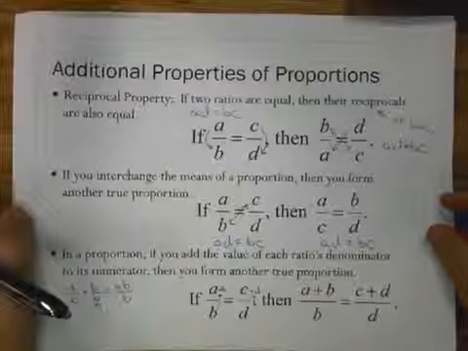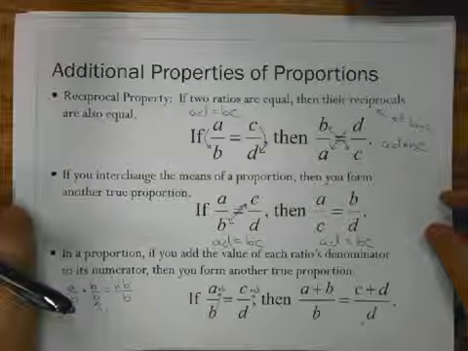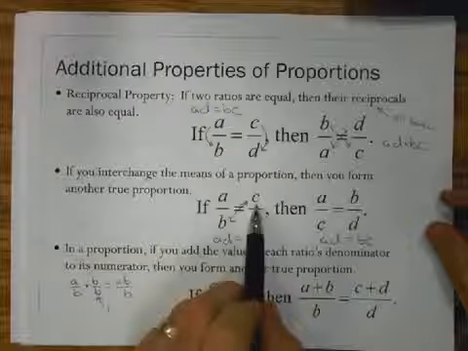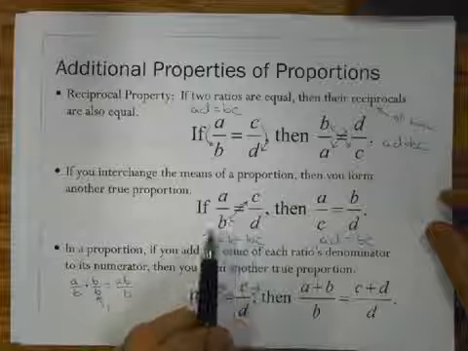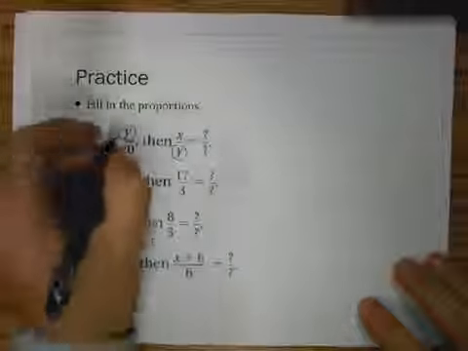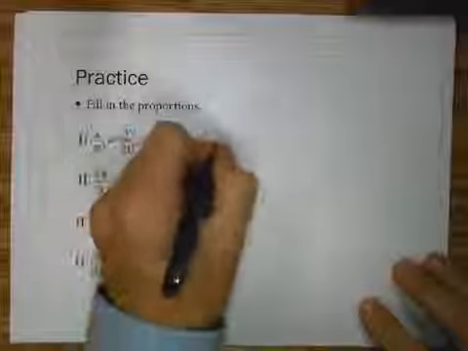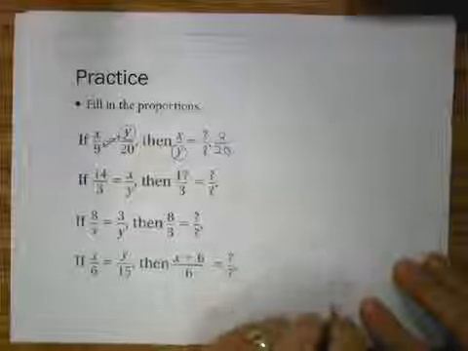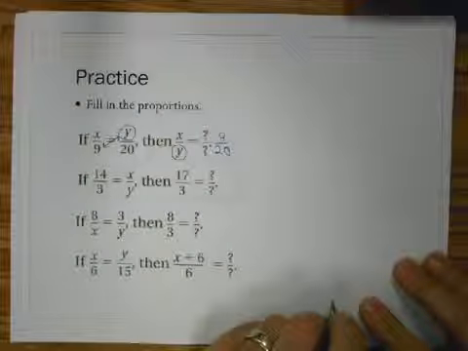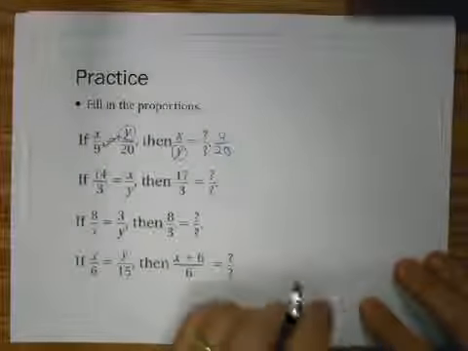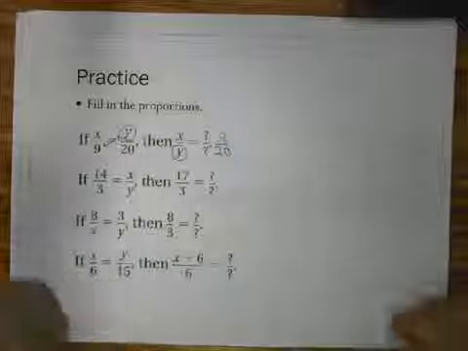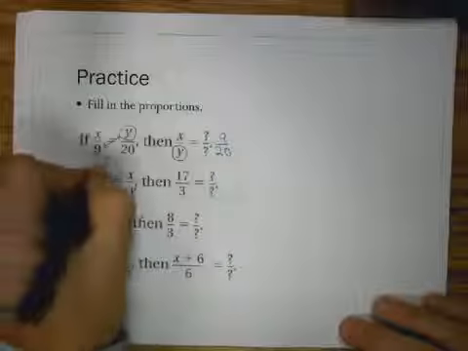If I look back at my list, I think which one of these would the y, or maybe the C value in this case, move? Well, in our second one, that C moved down, and that's interchanging the means. So in this one, let's move that 9 back up, and we get x over y equals 9 over 20.